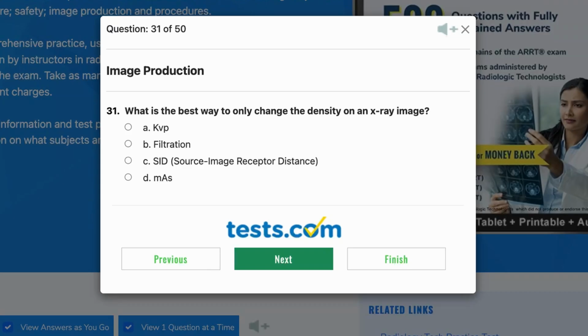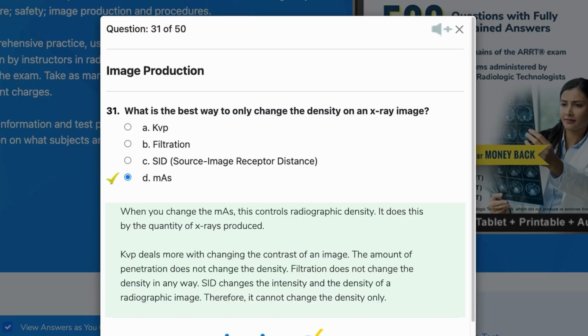Question 31. What is the best way to only change the density on an X-ray image? A. KVP, B. Filtration, C. SID, or source image receptor distance, D. MAS. D. MAS. When you change the MAS, this controls radiographic density. It does this by the quantity of X-rays produced.